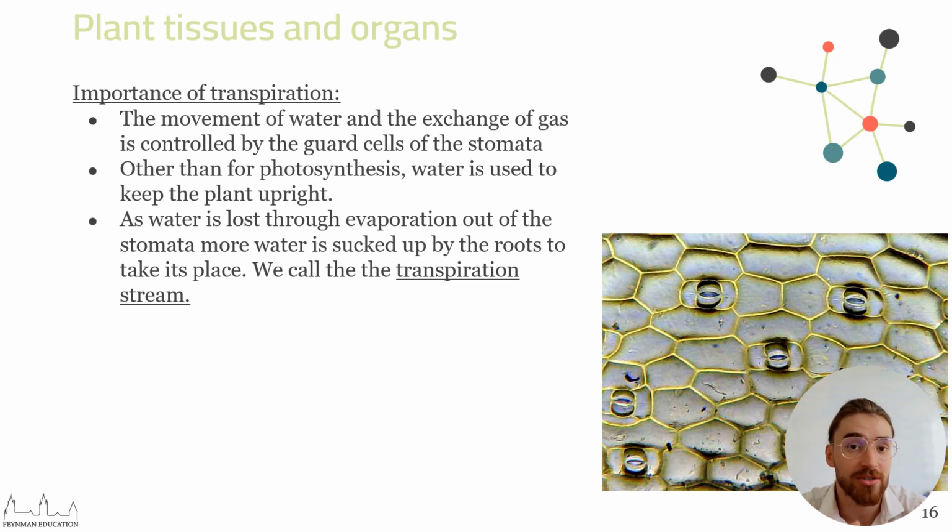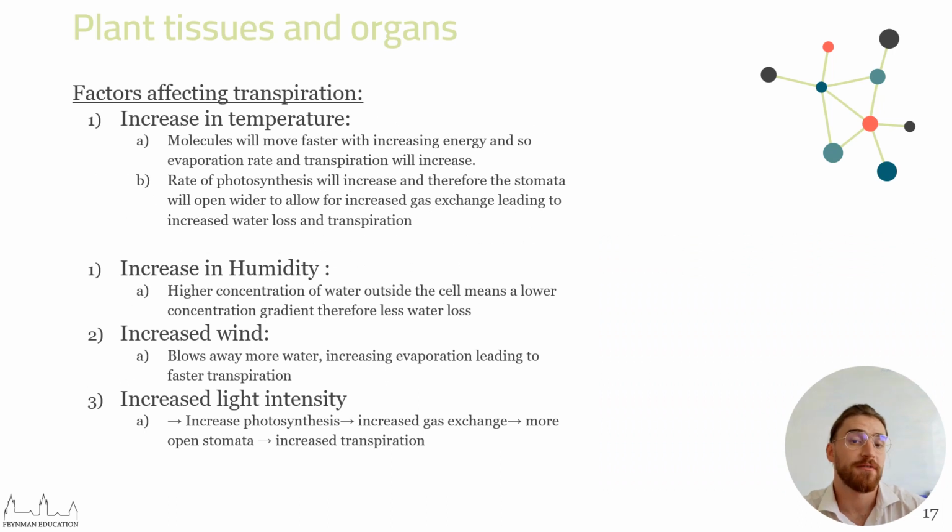Now this transpiration is also going to be what pulls water up from the roots to the leaves. As the water leaves, it makes space for more water, and through capillary action, that water is going to be pulled up from the roots. This is known as the transpiration stream. So what affects transpiration? What affects this water loss through the stomata and through these guard cells?